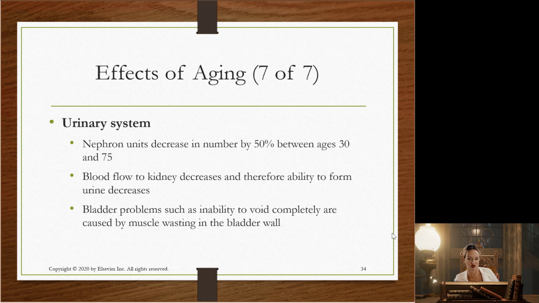so they retain some urine. We also can create so much atrophy that we end up with such weak muscles that urinary incontinence can also occur. It is not always an effect of aging, but it can occur.